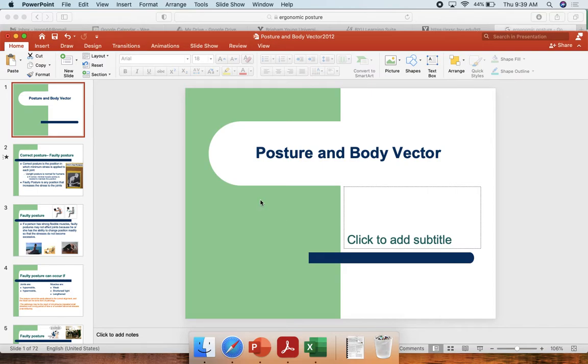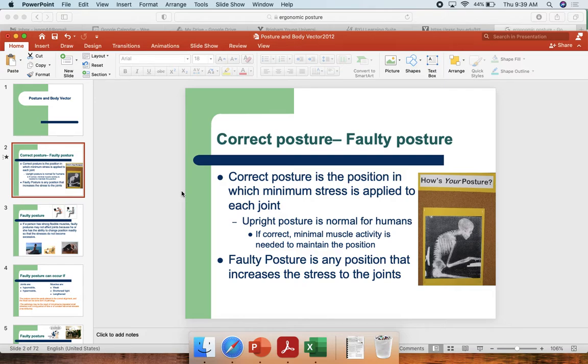This video will be covering an introduction into posture. So to begin our discussion of posture, we need to first talk about what is a correct posture or what is a faulty posture. It's always kind of interesting when you have a lesson on posture. During that class, most people tend to sit up a little straighter. They tend to become a little bit more aware of their posture during that discussion. So it's pretty interesting.